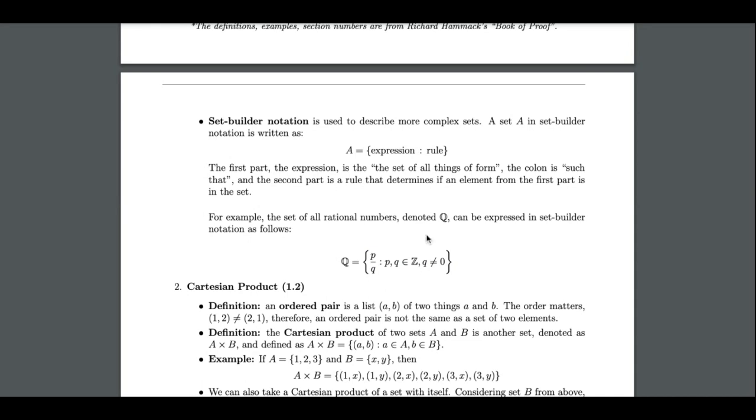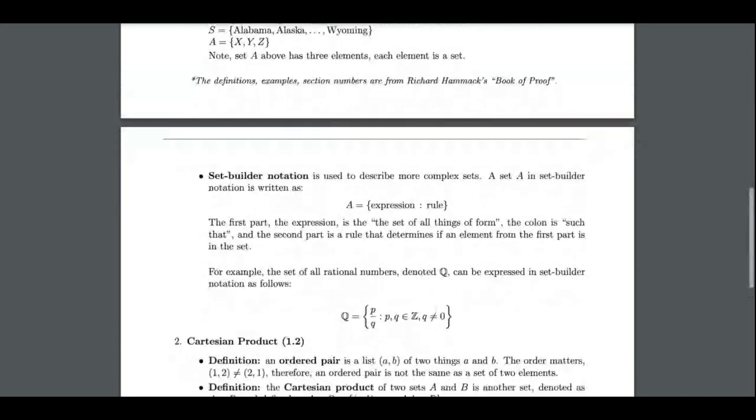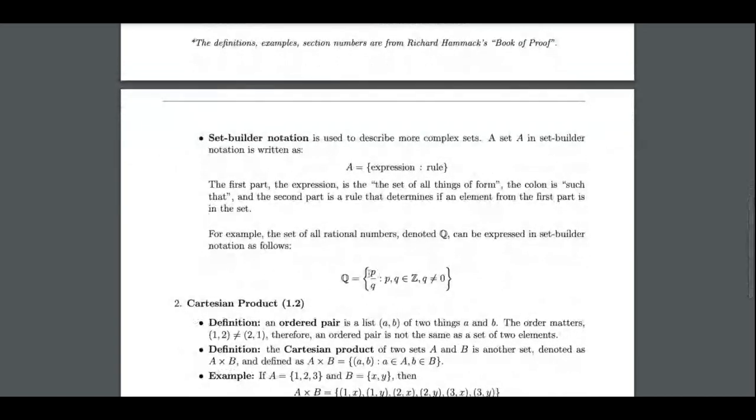So let's go back a little bit. So this is rational number. Let's think about it, I'll let you think about it. Think about how we build a real number in this set builder notation. We would need an expression, we need a colon, and we need some explanations or some rules.